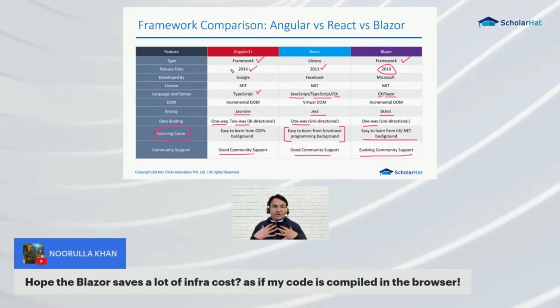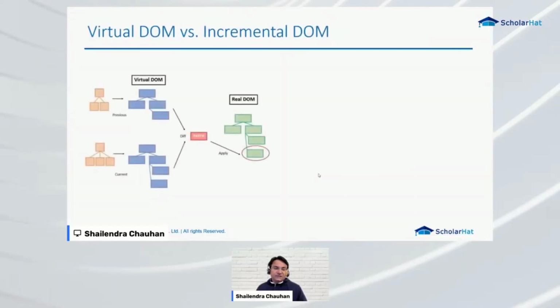If I'm an ASP.NET Core developer, of course I feel Blazor is easy for me, and I should go ahead with Blazor. Even many companies now prefer Blazor in place of Angular and React for building their web applications, because their developers already know ASP.NET Core, C#, and SQL Server, so they don't need to put in much effort to learn Blazor as compared to Angular and React. Makes sense to everyone? Now the virtual DOM and the incremental DOM.